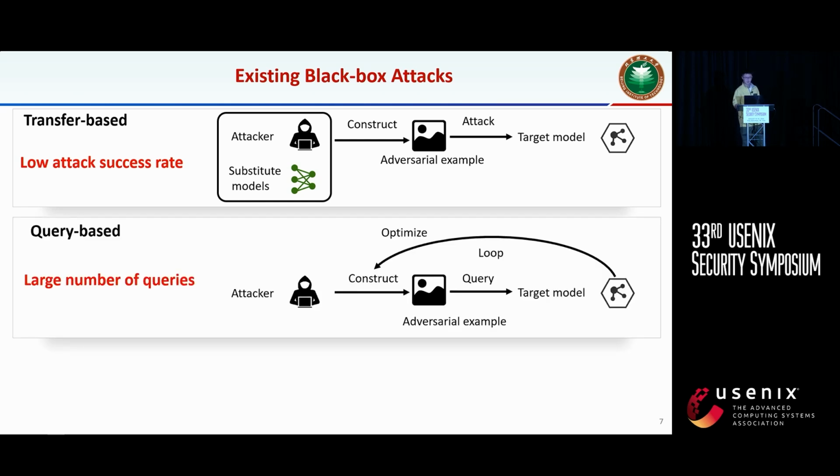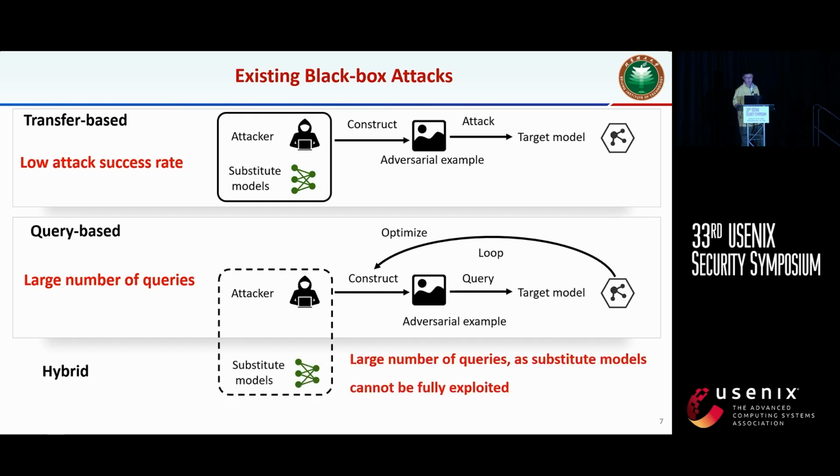And query-based attacks start from two images with different labels and gradually reduce their difference through a loop of queries. Though effective, these attacks demand a substantial number of queries to minimize the perturbation. The hybrid ones aim to reduce the number of queries by also leveraging the substitute model, but they still require a large number of queries as the substitute model cannot be fully exploited.